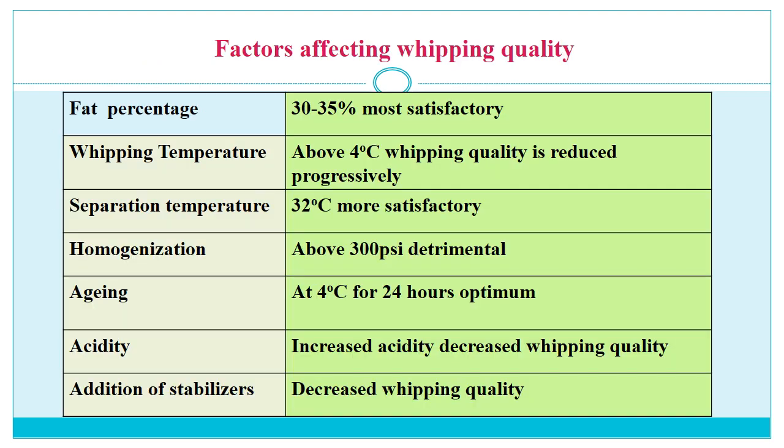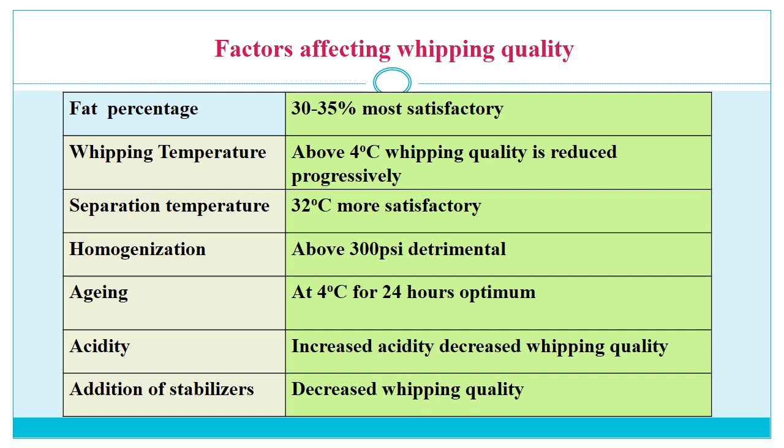Now we will see factors affecting whipping quality. Firstly, the fat percentage. Around 30 to 35% is most satisfactory for whipping quality. Second is whipping temperature. Above 4 degrees Celsius, whipping quality is reduced progressively. In case of ice cream preparation, the mix is first reduced to a low temperature, then only the air is incorporated. Then separation temperature. The temperature at which cream was separated, that is 32 degrees Celsius, is more satisfactory.